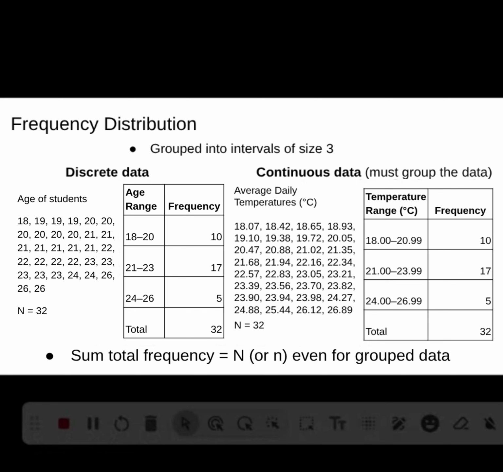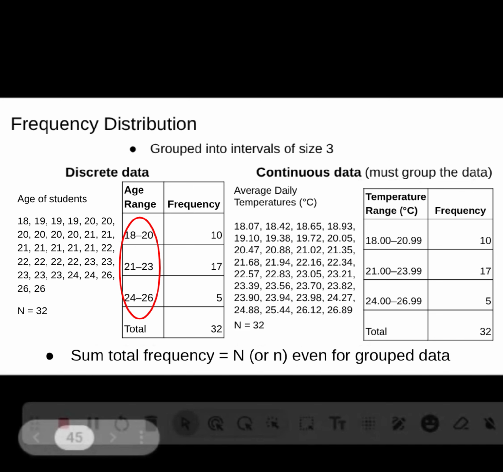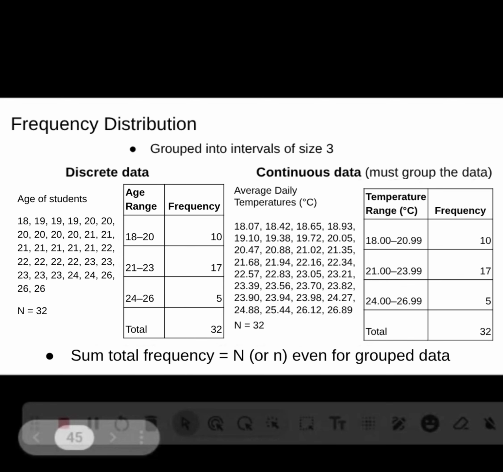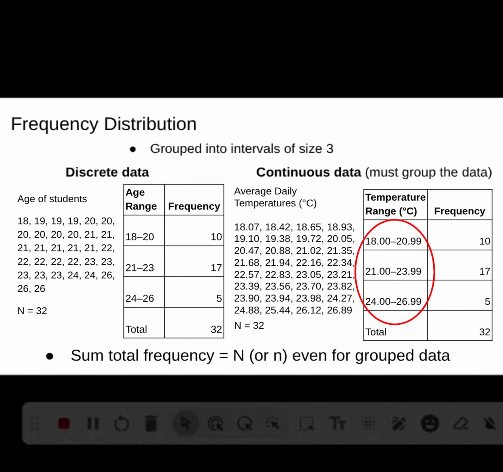Second of all, for continuous data, the range of values in each interval goes up all the way to the next interval. For example, in our discrete data set of students' ages, we chose an interval size of 3. So the age ranges go from 18 to 20, 21 to 23, and 24 to 26. But for continuous data, intervals of the size 3 go from 18 to any value under 21, then 21 to any value under 24, and so forth.